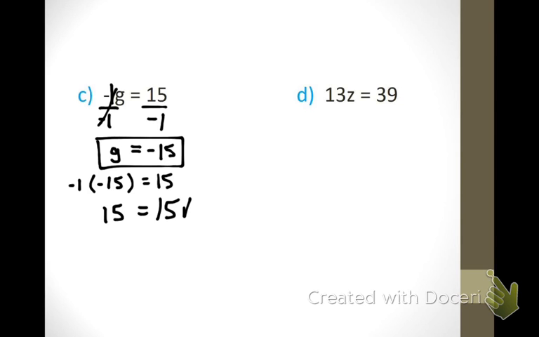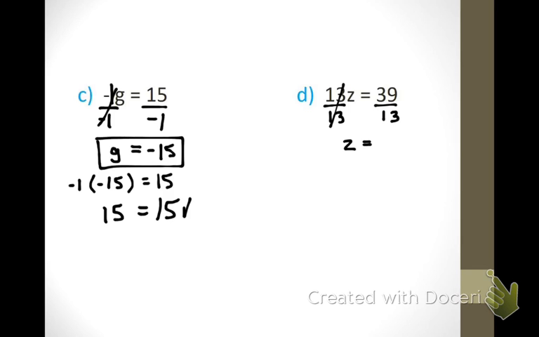I want you guys to do the next one on your own. What is not allowing Z to be by itself? 13. What about the 13? You have to divide it by. Okay, it says right now times 13. The opposite of times 13 is divide by 13. So I've got to do it to both sides because you have to be fair. What you do to one side, you must do to the other. This cancels out. Z equals negative 3.